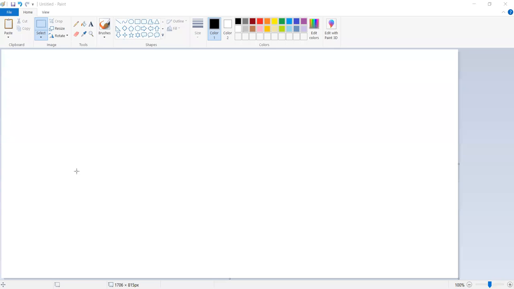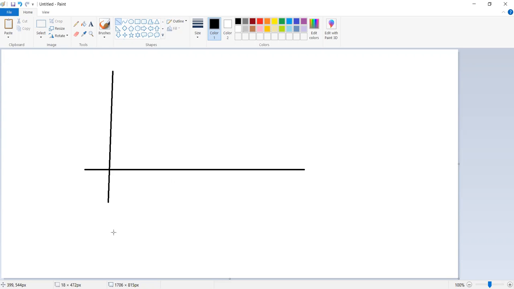We always have a reference. So draw some coordinate axes. Here's my x-axis. Here's my y-axis. And let's imagine now I have some function.